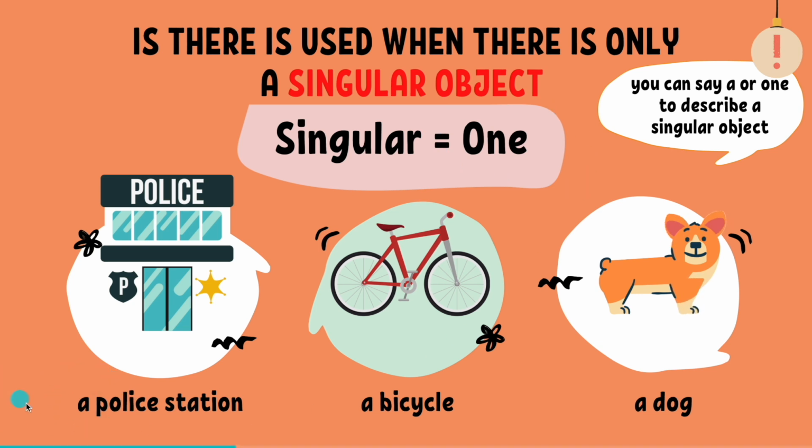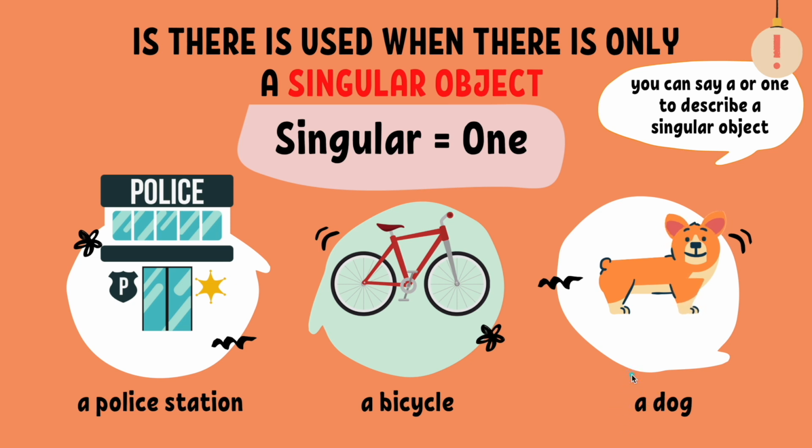Okay, here are few examples. A police station. Satu apa ni? Balai polis. A bicycle. Ada satu basikal. Ataupun another one is a dog. Satu anjing. See, bila ada a ni represent one. A dekat depan ni bermaksud satu.